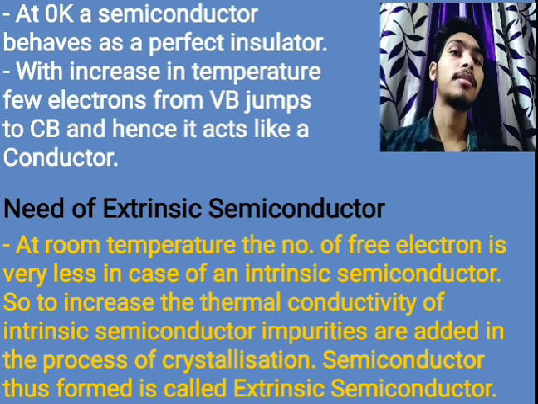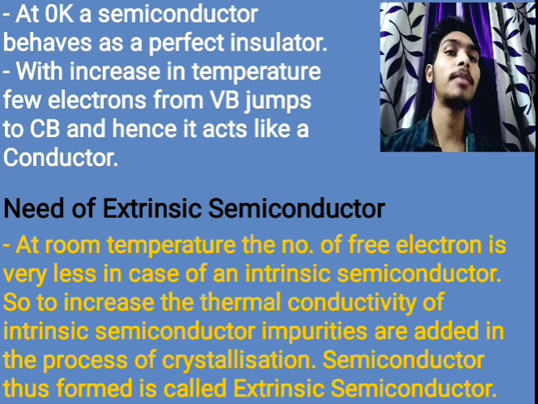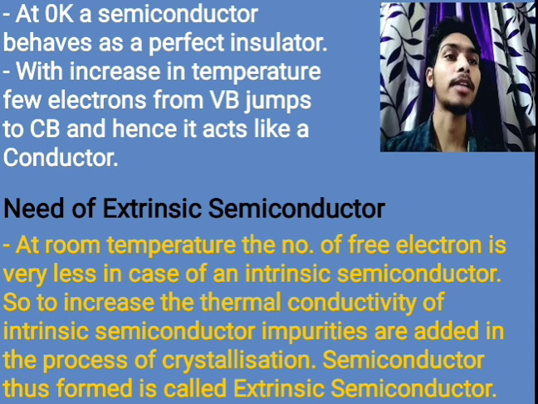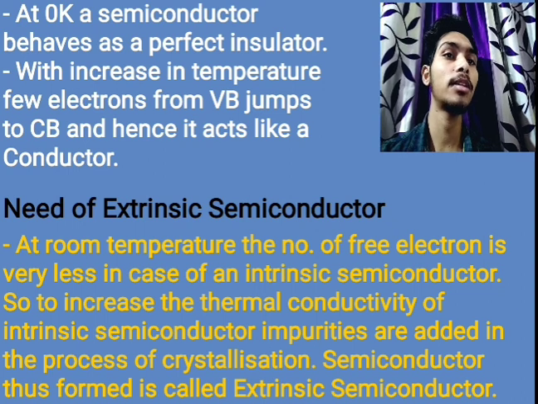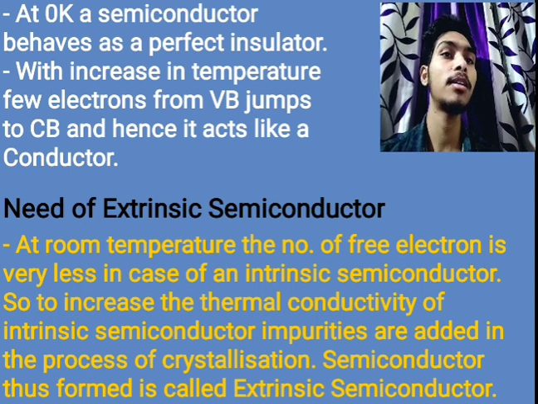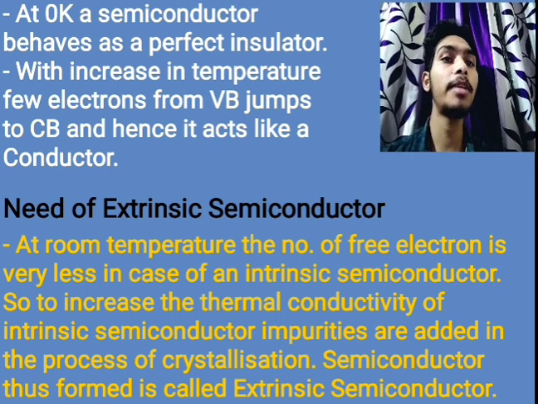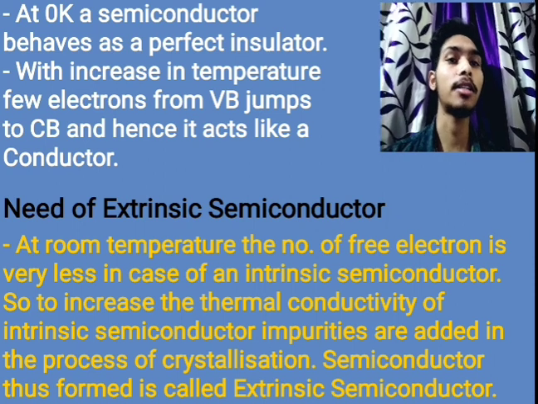Then just a quick revision of the last video. At 0 Kelvin a semiconductor behaves like a perfect insulator because there are no free electrons. Why does it act as a perfect insulator? Because at 0 Kelvin all the covalent bonds of an intrinsic semiconductor are intact, there is no free electron. That's why it acts as a perfect insulator. When we increase the temperature to room temperature, a few of the electrons break the covalent bond and jump from the valence band to the conduction band, and hence it acts as a conductor.